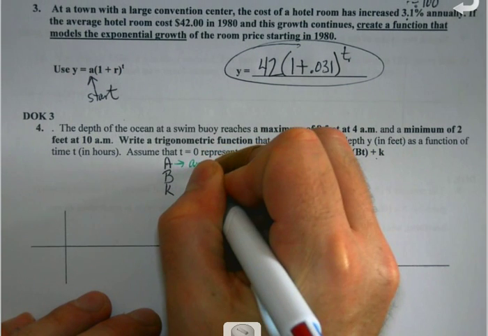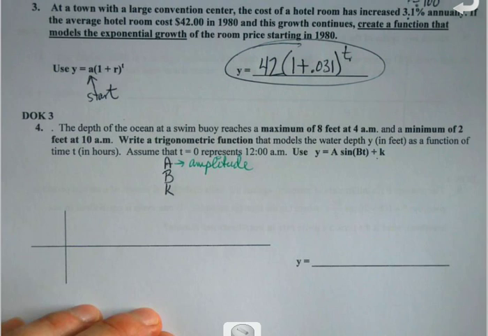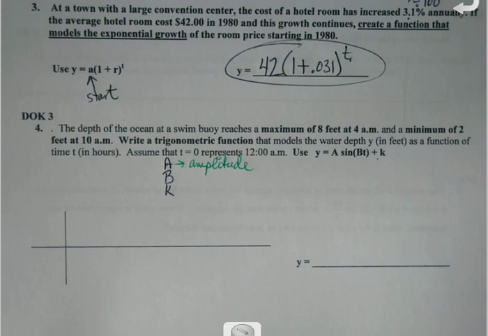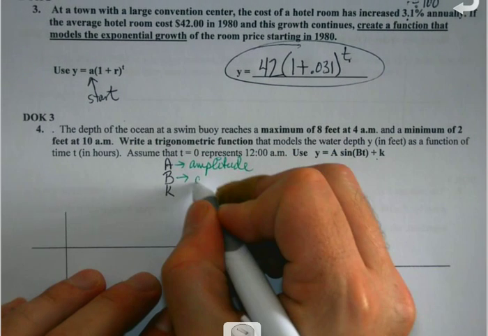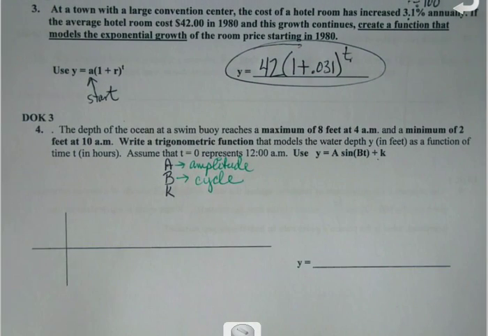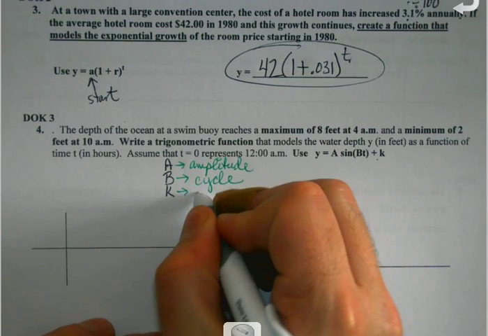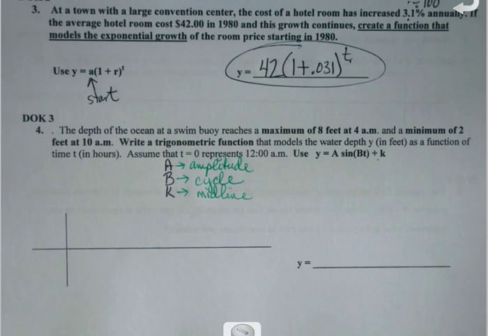So A is going to be my amplitude. We've had a lot of experience with amplitude, seeing how far from that midline we are. How far from that center line are we? B is going to be my cycle value. How long does it take for me to get through my entire sine function once? And then finally, K is going to be my midline.